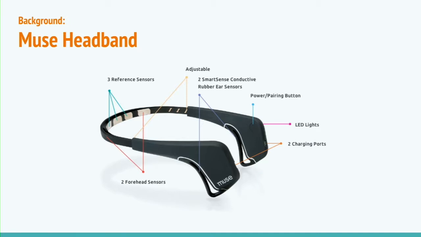And the Muse headband, which you can see on Angelo, has sensors in the front, and they go around the side to the back of your ear.